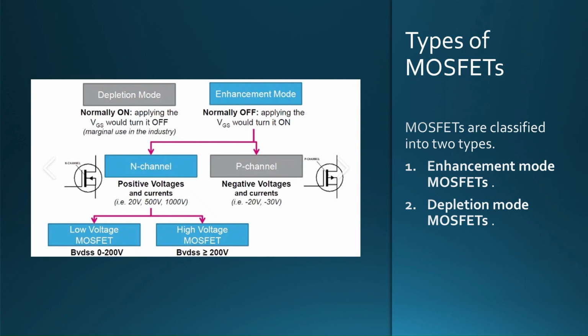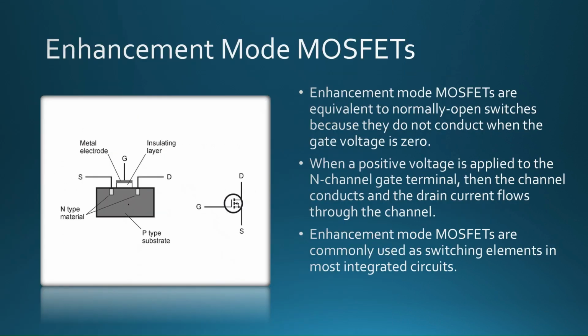MOSFETs are classified mainly into 2 types: enhancement mode MOSFETs and depletion mode MOSFETs. Enhancement mode MOSFETs are equivalent to normally open switches because they do not conduct when the gate voltage is 0. When a positive voltage is applied to the N-channel gate terminal, then the channel conducts and the drain current flows through the channel. Enhancement mode MOSFETs are commonly used as switching elements in most integrated circuits.